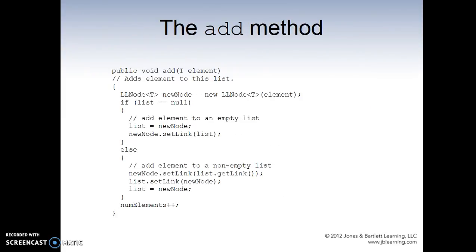So let's look at how we're implementing it all together. So first we check the scenario, if the list is empty, by list equals to null. Always create new node first, right? No matter what. If list equals to null, then like we said, list equals to new node, and new node is set link to list. Else that means it's not null, we add to the end. Then we set the link of new node to list.getLink. And then list.setLink to the new node. And move your list to new node and increment your number of elements.